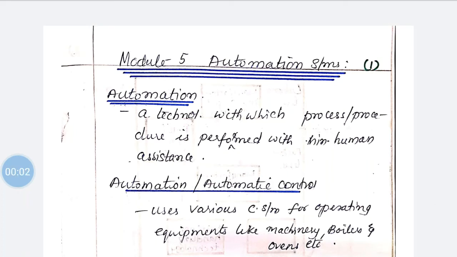Module 5, Automation Systems. What is automation? Automation is a technology with which a process or procedure is performed with minimum human assistance.